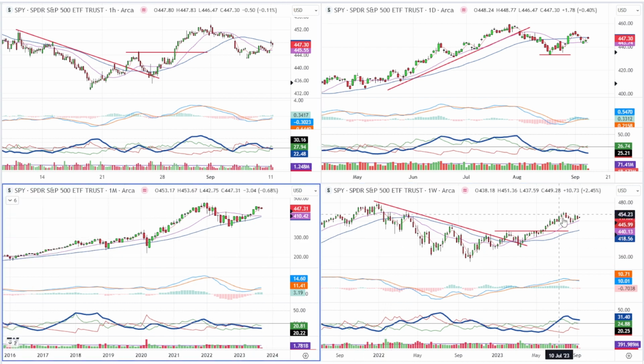So use this to your advantage. Make sure you got the 18 and the 40 working in your advantage. At a very minimum, make sure that 18 is rising in the direction of the trade if you're looking long, and make sure that it is falling if you're looking to go short.